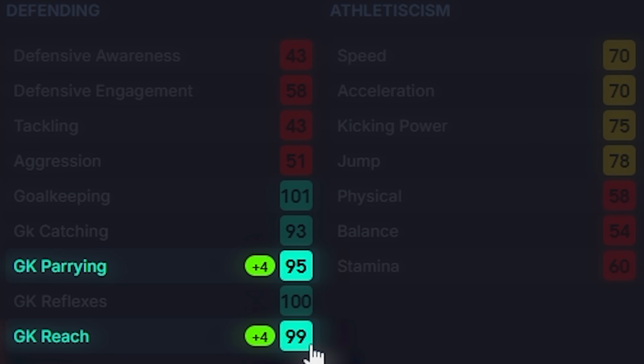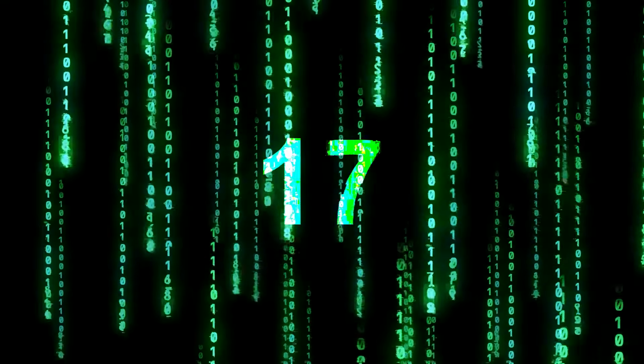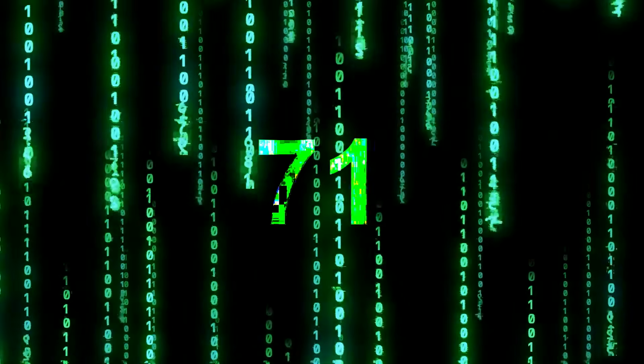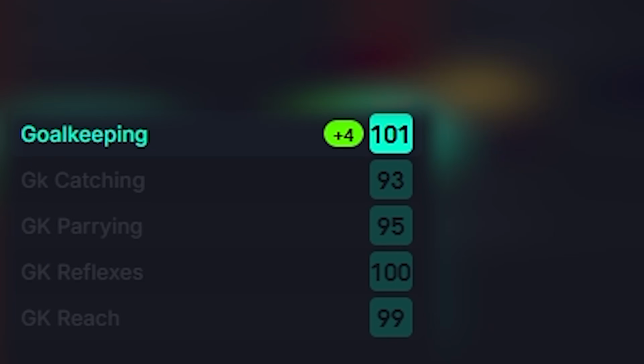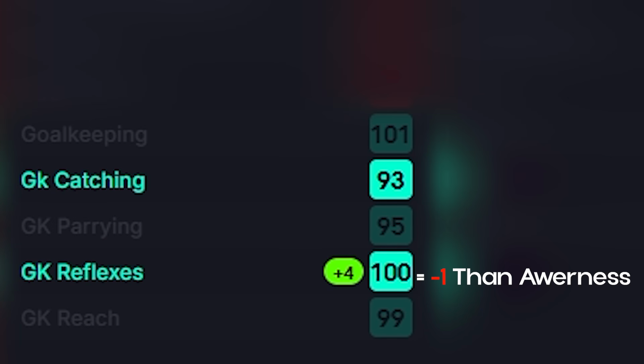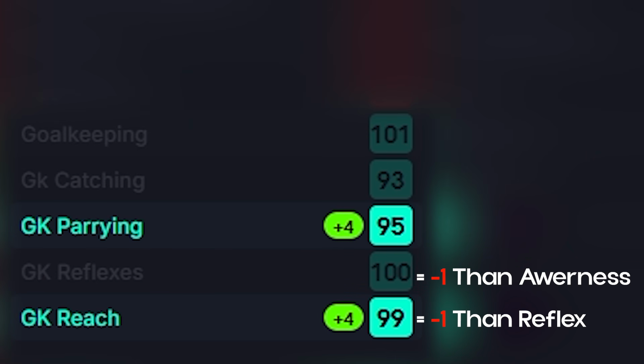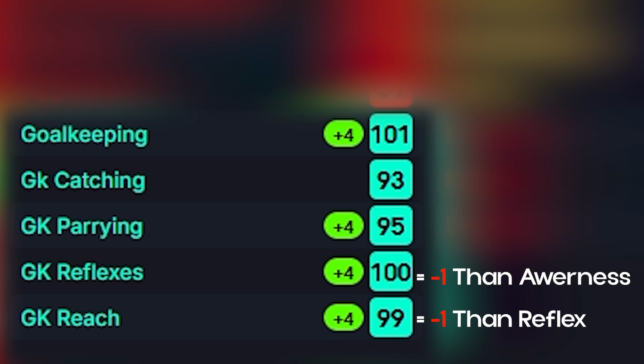Now we are done. Now I know you might be thinking, why did I keep reach low? The main reason is that I tried all kinds of training, but this turned out to be the most effective training ratio. In this setup, reflex is 1 lower than awareness and reach is 1 lower than reflex. You probably remember when I explained the basics, I said reach and reflex are related to each other. That's why you should train your small type goalkeepers according to this training ratio.